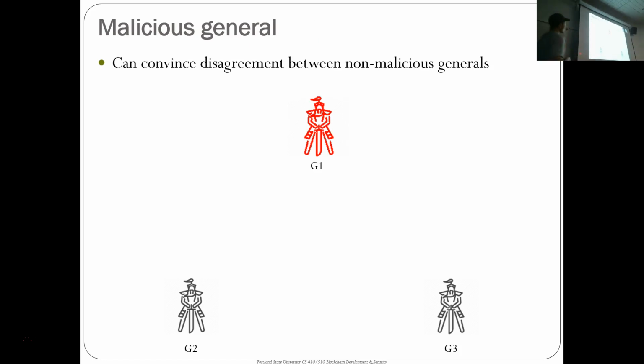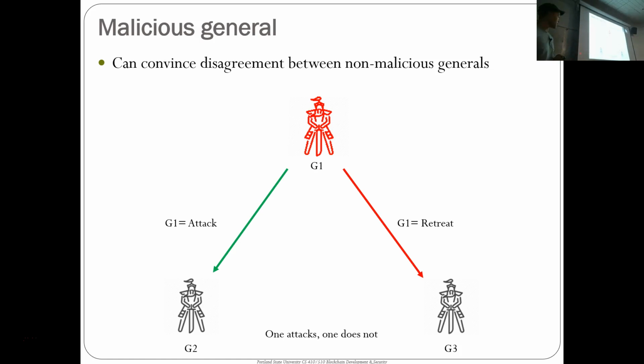But you can have a malicious general, and the malicious general can cause disagreement between the non-malicious generals. And so this malicious general can send different messages to G2 and G3. And then in this case, one attacks and one doesn't. You want to be able to avoid this problem, where you can get G2 and G3 to do opposite things.